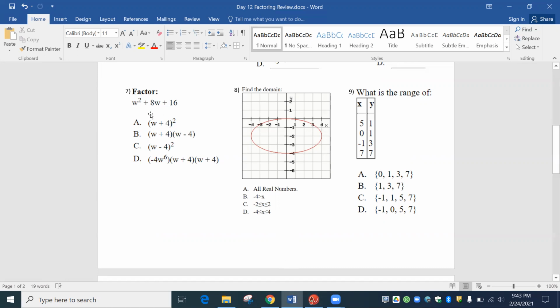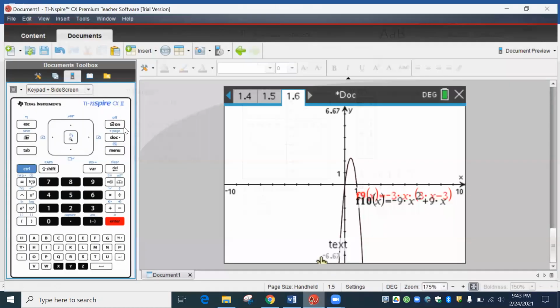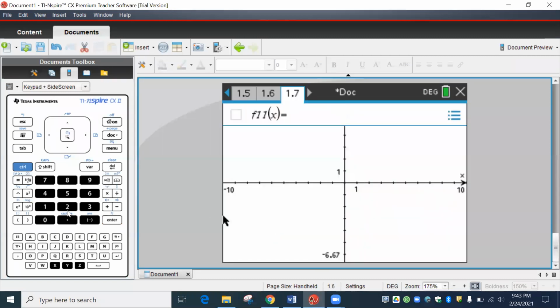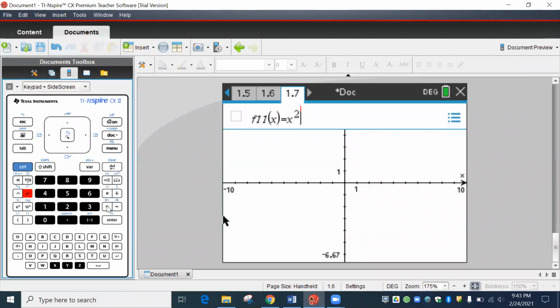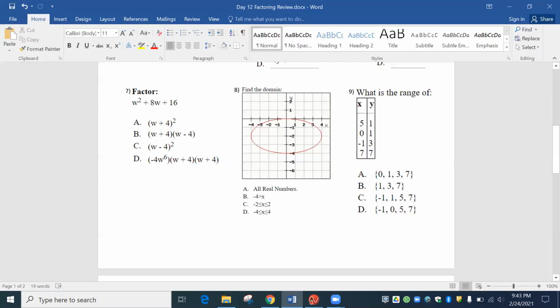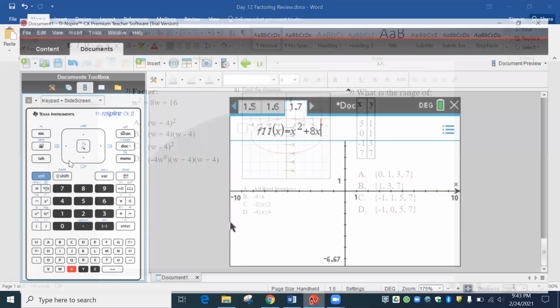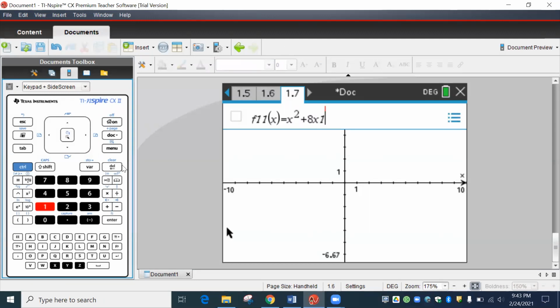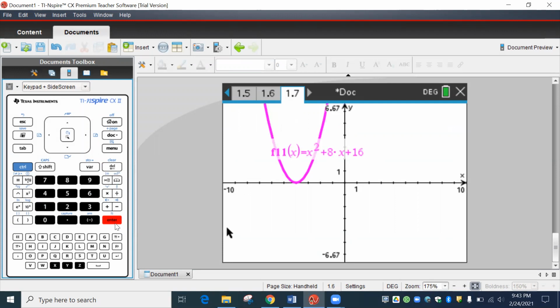So we're going to see we've got x squared plus 8x. We're going to open up a new graph: x squared plus 8x and then plus 16. I guess it helps if you put the plus 16. Hit enter. Okay, now notice this is only touching one time.